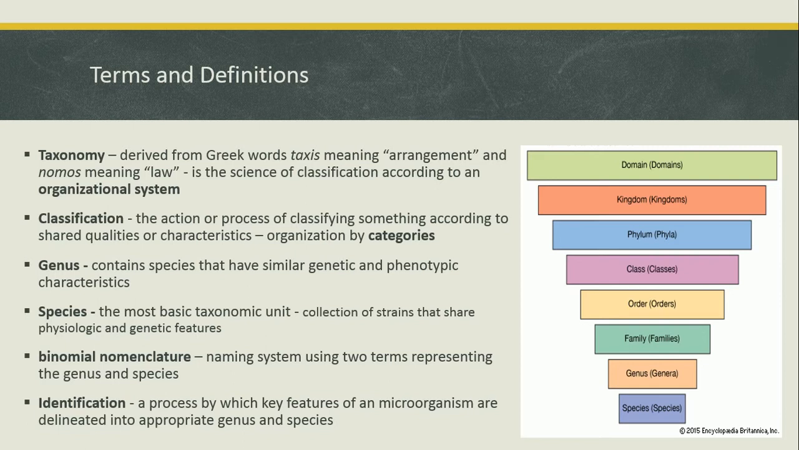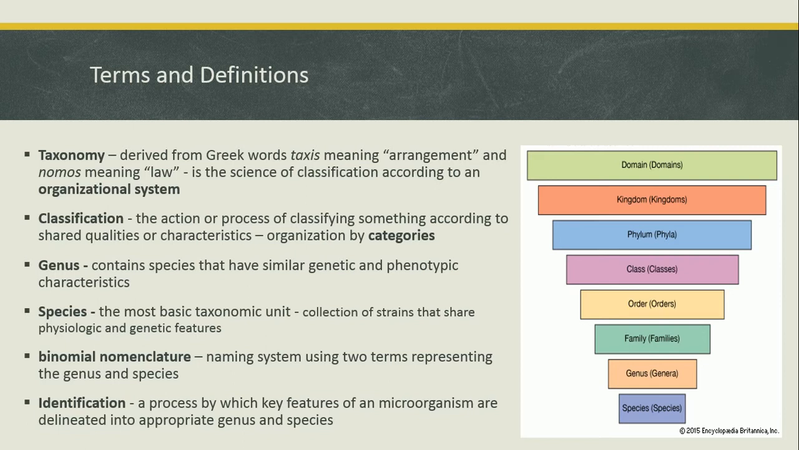If you remember from high school or middle school, there was a mnemonic for the different categories, which I remember as Dear King Philip came over for grape soda. That is your domain, kingdom, phylum, class, order, family, genus, and species. For this class, we don't really care about those top ones. We are just going to talk about your genus and species.